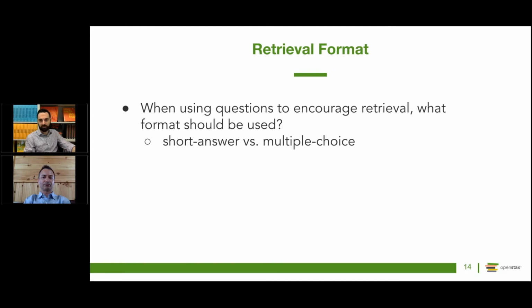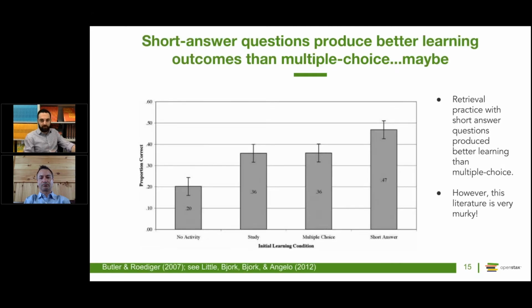Intuitively, it would make sense that a short answer format would produce more learning than multiple choice. With multiple choice, a lot of the time students can rely on just basic recognition processes. They can look at the options, just pick out an answer, or deduce what the probable best answer is, and then make a selection. Whereas with a short answer format question, you're only given the question, minimal cue support, and you have to then construct and generate an answer from memory without lots of information and cues to go off of. So there has been some research on this.